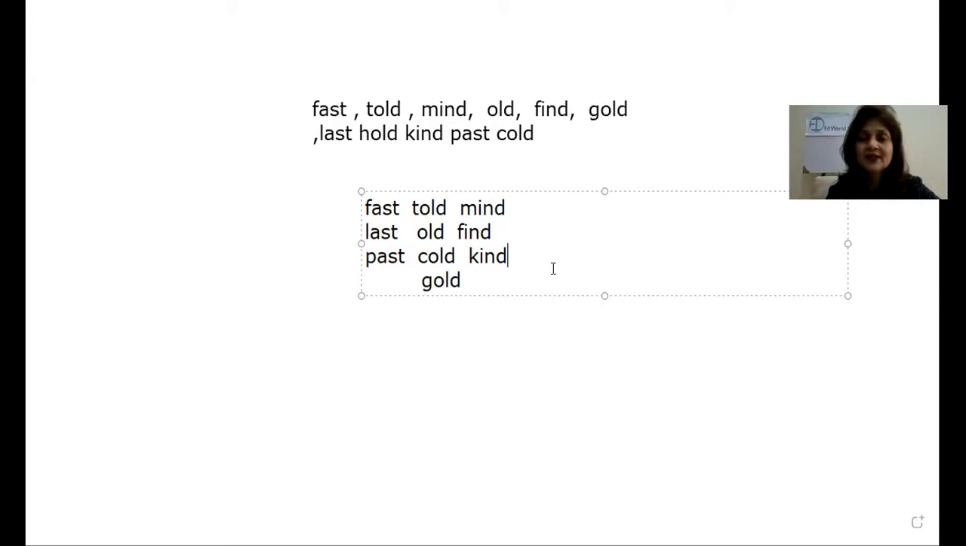Very good. Okay, cold. It's very cold today. Yes, kind. My friend Ali is a very kind person. Good. Okay, gold. My mom gave me a gold ring. Wow, great job. Very good, class. That's so nice that you all have understood the concept. That's great. So I'm so happy for you. Well done, class. Well done.